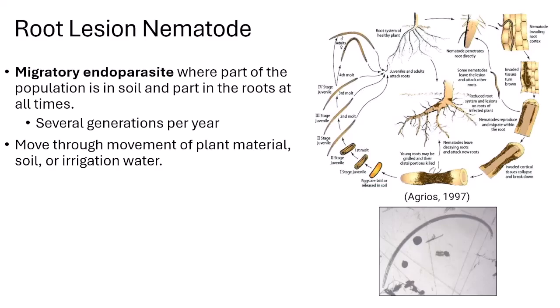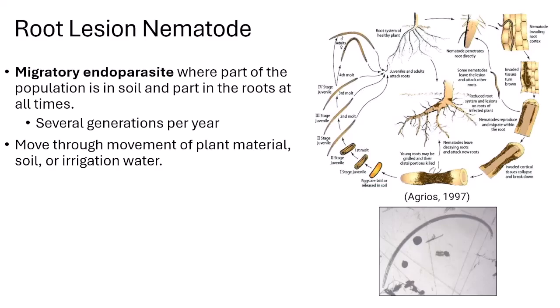Root lesion nematodes are actually migratory endoparasites. That means they're going to be living inside of the roots themselves. They lay eggs that they put out into the soil, but they're actually living inside the roots. They have several generations per year. They can move through plant material, so if you get a cutting of a blackberry from a friend, you may be getting some root lesion nematodes from them as well. They can move through the soil, so movement of soil.